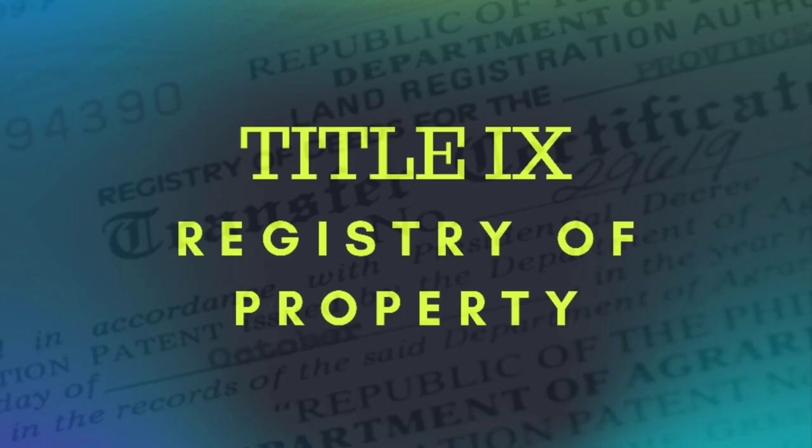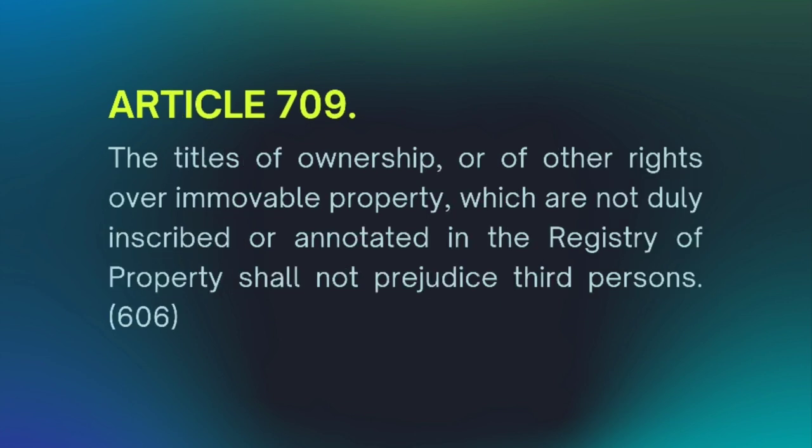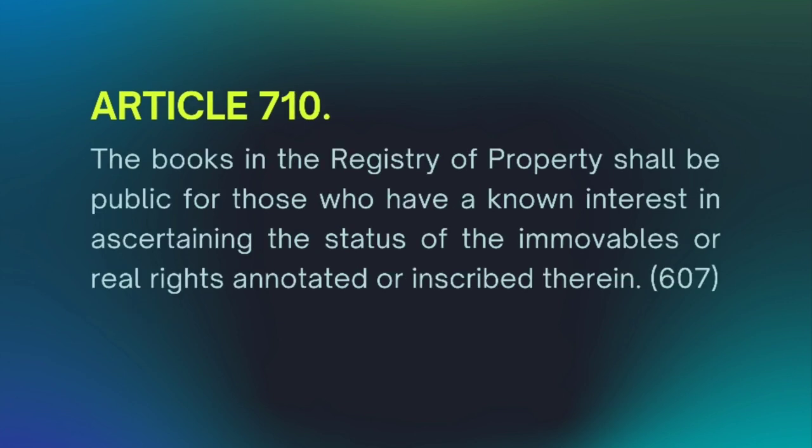Title 9. Registry of Property. Article 708. The Registry of Property has for its object the inscription or annotation of acts and contracts relating to the ownership and other rights over immovable property. Article 709. The titles of ownership or of other rights over immovable property which are not duly inscribed or annotated in the Registry of Property shall not prejudice third persons. Article 710. The books in the Registry of Property shall be public for those who have a known interest in ascertaining the status of the immovables or real rights annotated or inscribed therein.